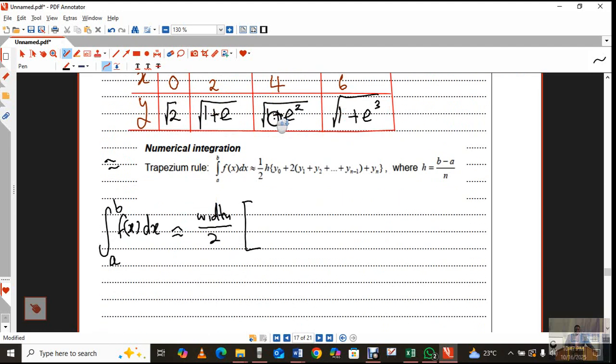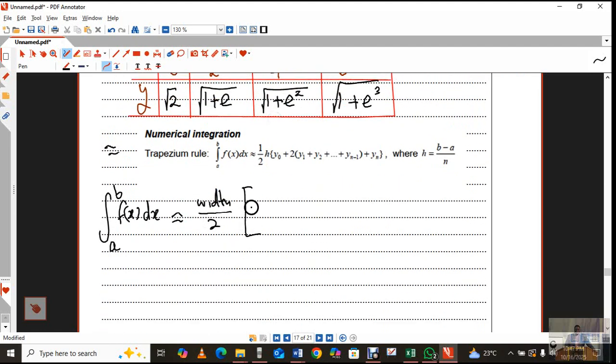So that is the first height. I'm just going to write first height here, plus 2 times the middle ones. The middle ones will be the square root of 1 plus e plus the square root of 1 plus e squared. That is what's going to be the middle heights.